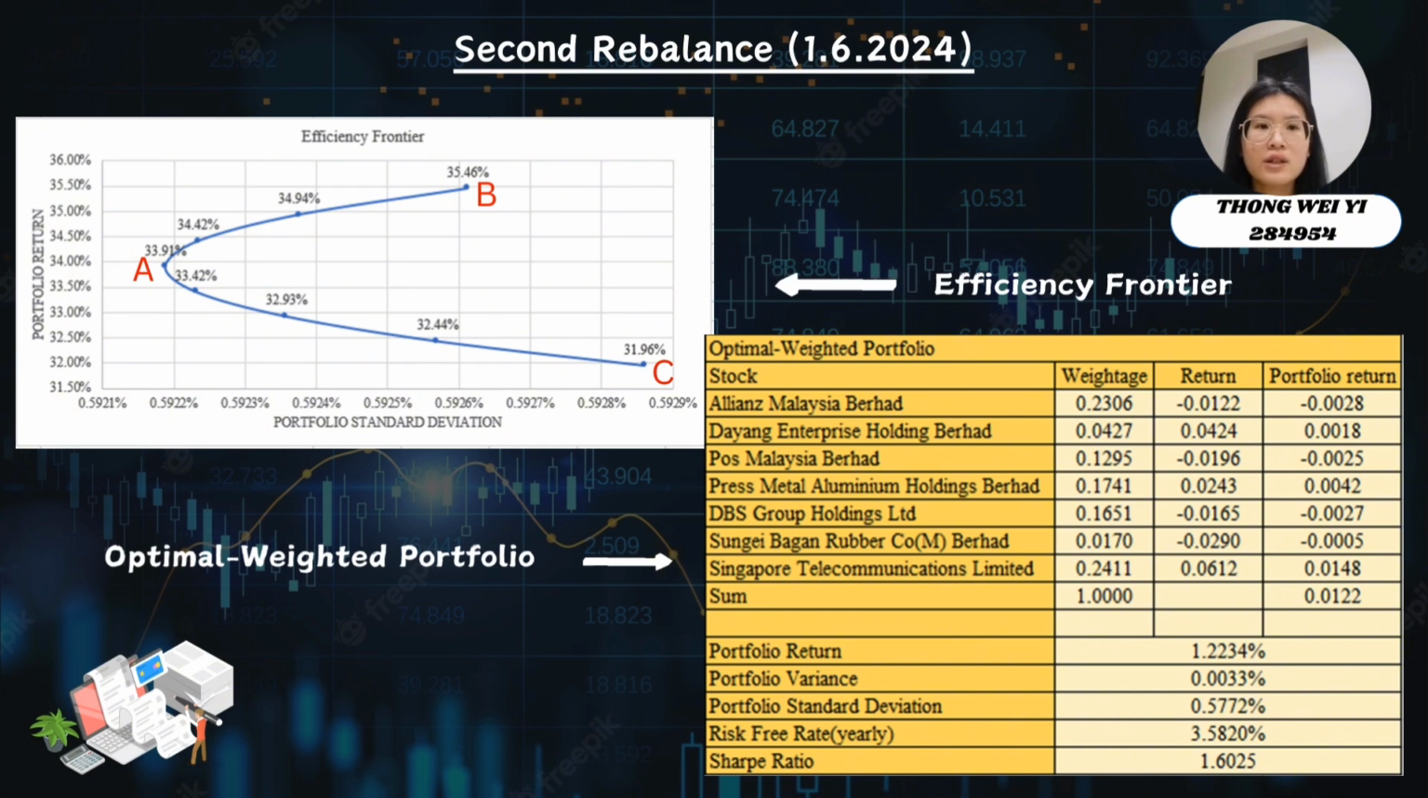As a result, according to the outcome of the efficient frontier, we will definitely choose portfolio A because we want to minimize the risk and optimize the return.